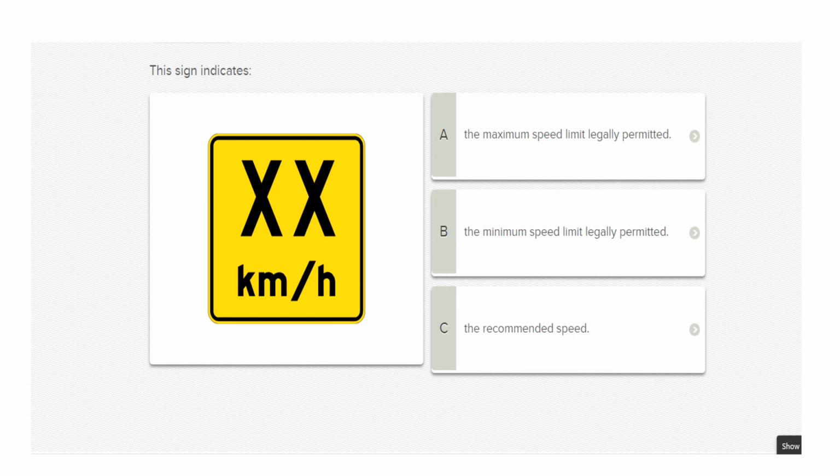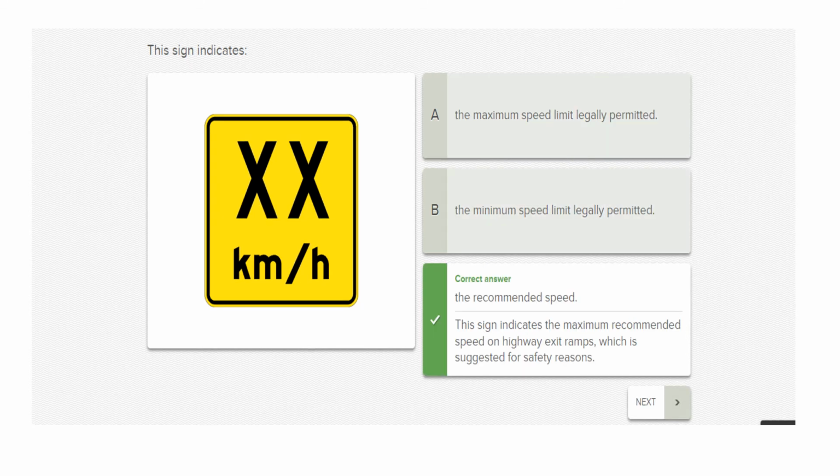This sign indicates option A, the maximum speed limit legally permitted. Option B, the minimum speed limit legally permitted. Option C, the recommended speed. Our answer is option C, the recommended speed. This sign indicates the maximum recommended speed on highway exit ramps, which is suggested for safety reasons.